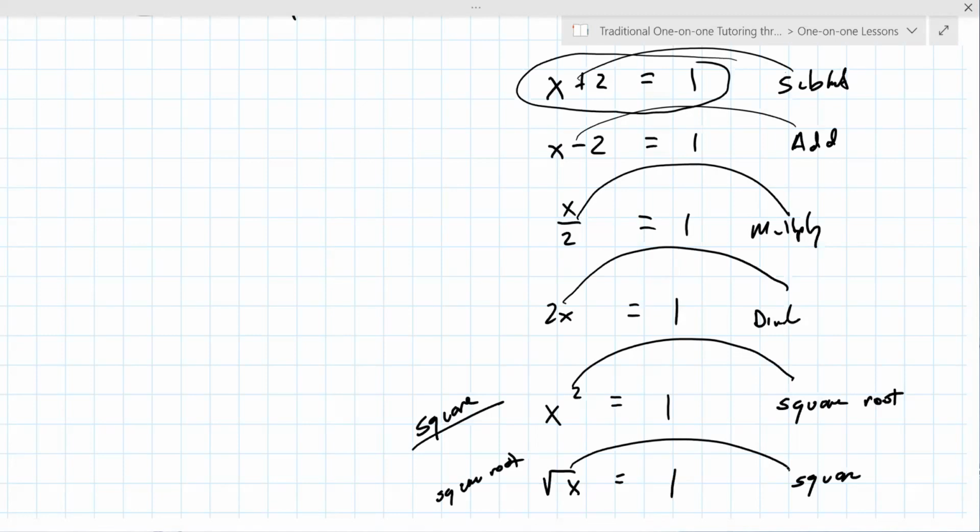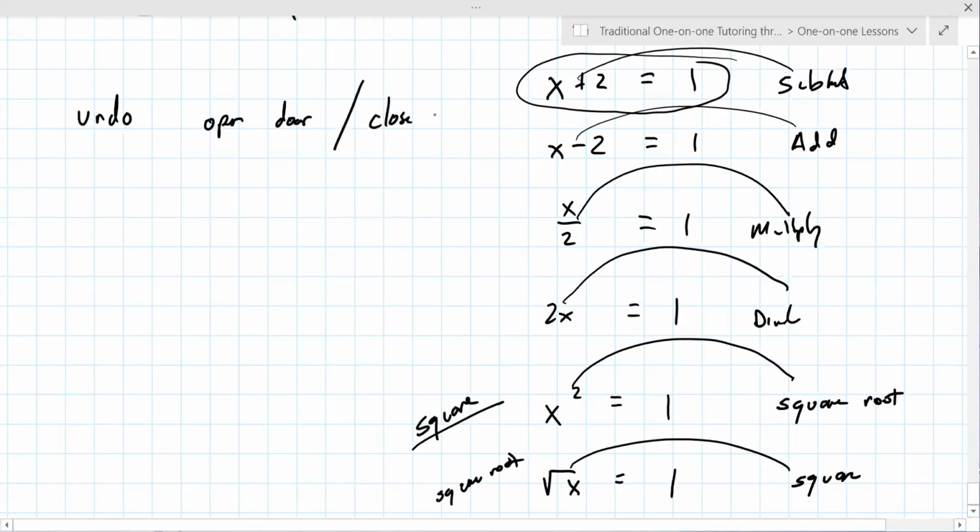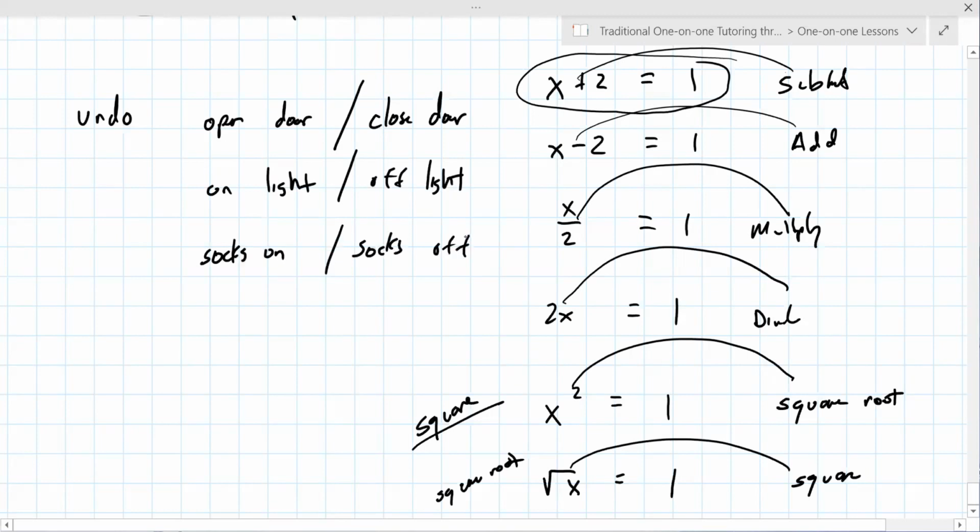Yes. So we actually do this all day long, like undoing things. Like you open a door and then hopefully you close the door. You turn on the light and then you turn off the light. You put socks on, you take socks off. Million examples of this all day long where you're undoing, one undoes the other. Yeah. And it can go either direction.